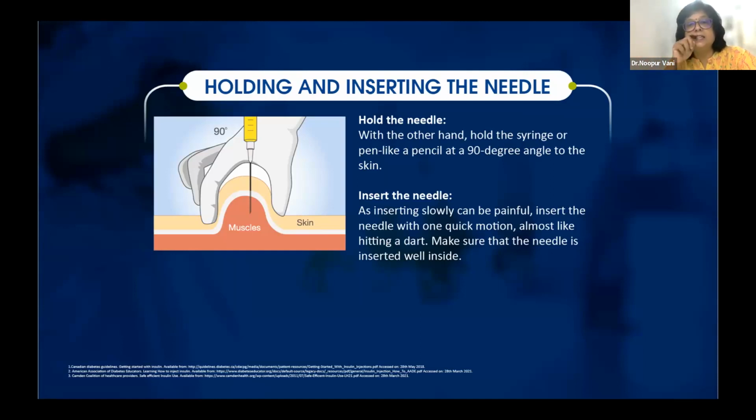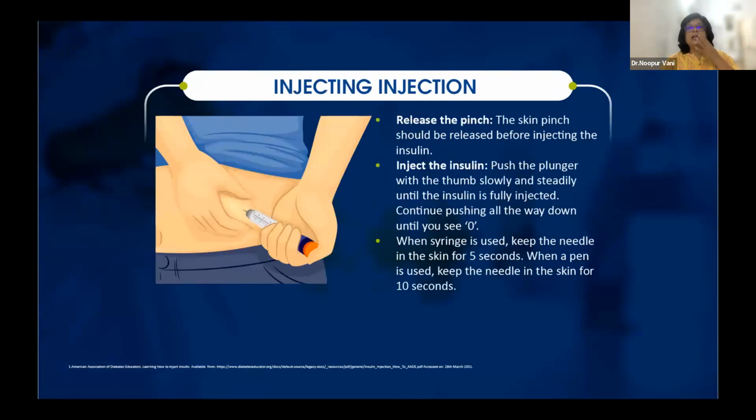We do it at 90 degrees. We should hold the syringe like a pen or a pencil and insert the needle in one go. It should not be wiggled inside out of fear that I'm pricking myself. It should go in one go at a 90-degree angle. And this is the correct way of taking insulin.